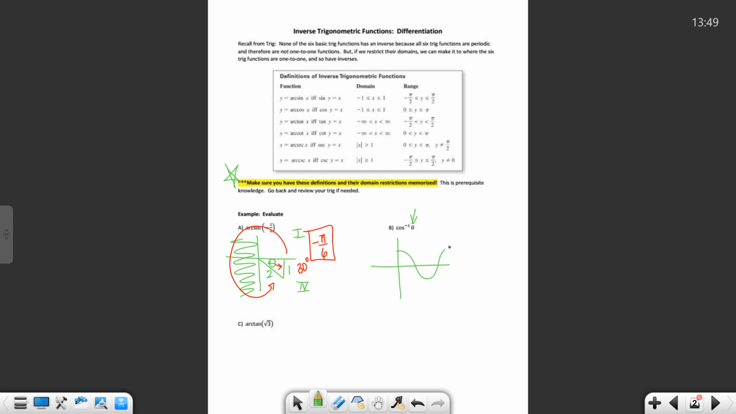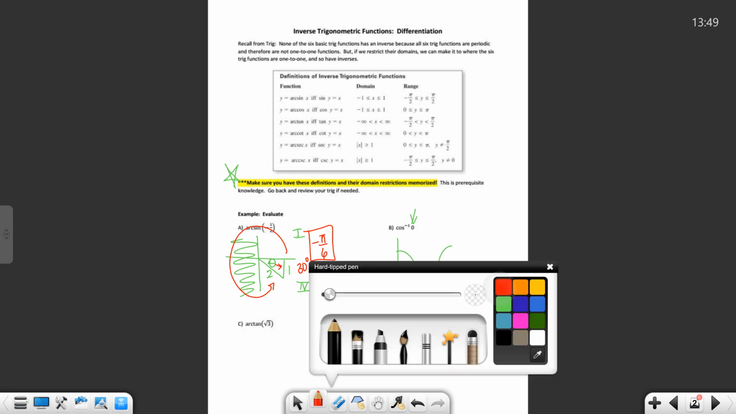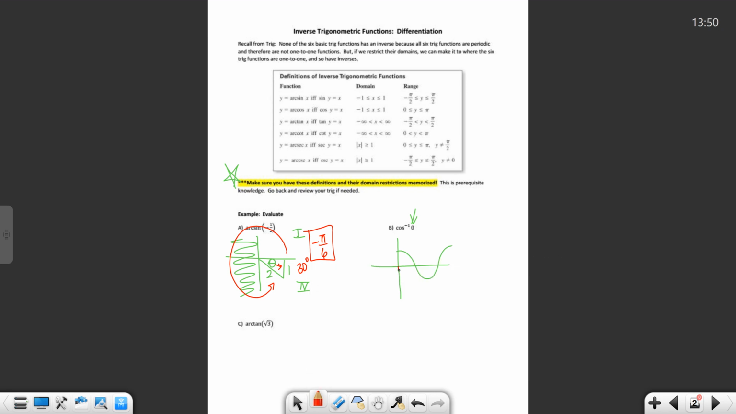The cosine graph looks like this, and arc cosine is between 0 and pi. So if I think about it, this is 0, this is pi over 2, and here's pi. I'm going to shut it off right there, and I'm looking at just here. You want the angle whose cosine is 0. If you're looking at this little section of your graph, where's your cosine 0? Well, it's right here. That's where it crosses. What is that right there? That is pi over 2.